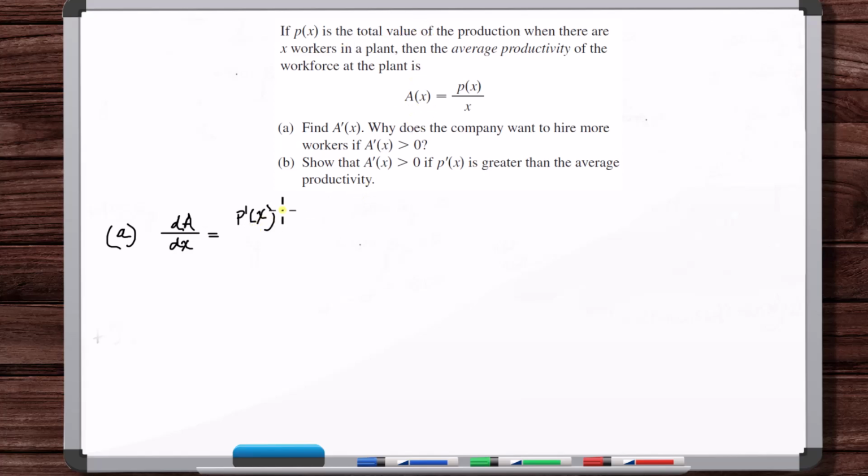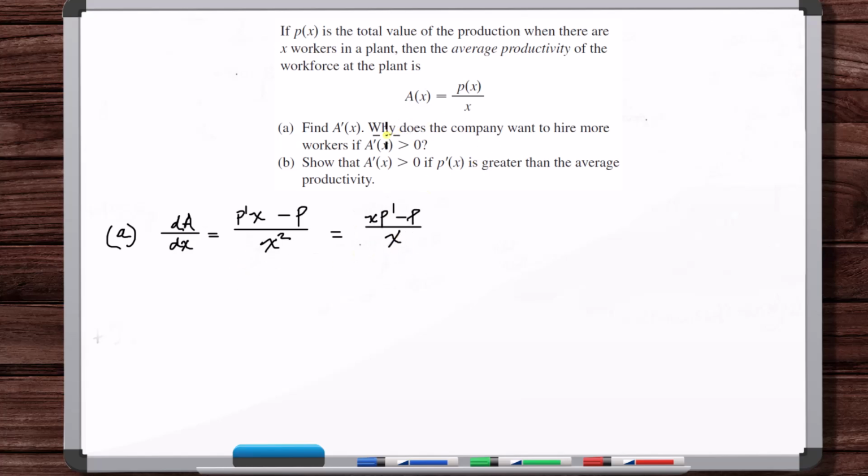So P prime of x, the derivative of the top, times the bottom. Let's just call this P prime. So P prime, the derivative of the top, times the bottom, minus the derivative of the bottom, which is 1, times the top, all over the bottom squared. And that's going to be it. So that's dA/dx. That's A prime. Let's put this x there.